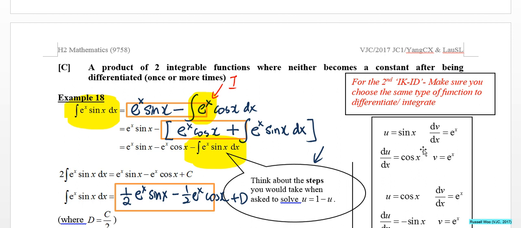This one. You got to choose one of it to be u. Choose one of it to be dv dx. Which one to choose doesn't matter, as I said just now. Copy that down for example 18. I'm going to choose u to be sine x. Later on, I'm going to differentiate sine x. I'm going to integrate this to get v. So that's why this makes sense. This is actually v. Ex is v. Ex is v times u, minus integrate v times du dx. Follow? Is that better?